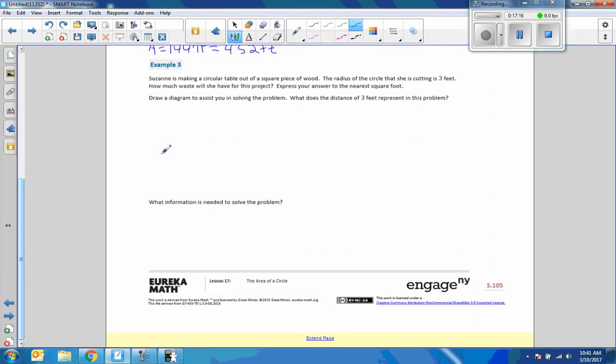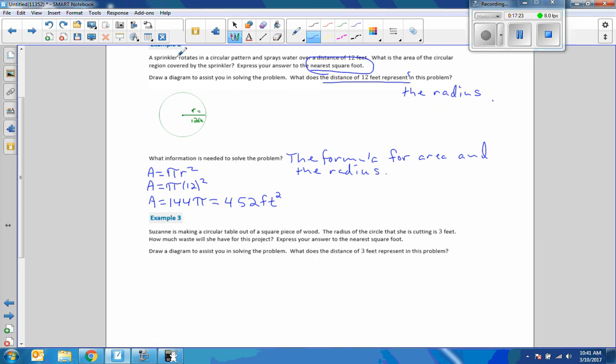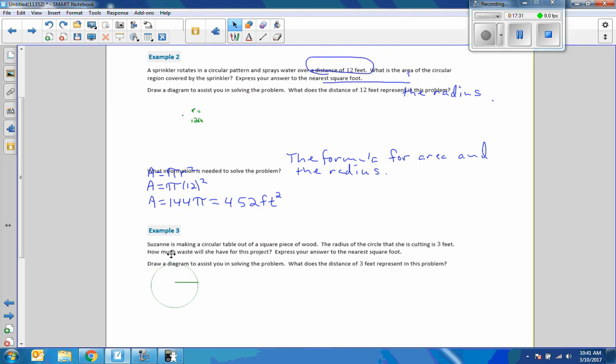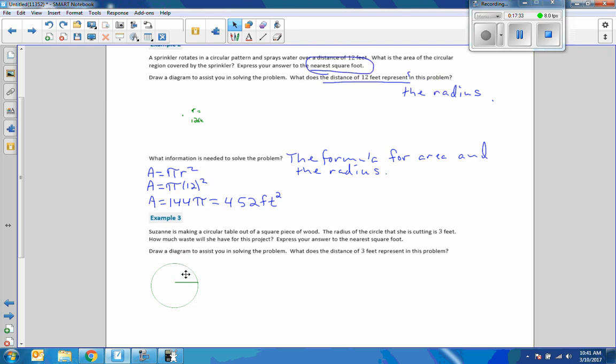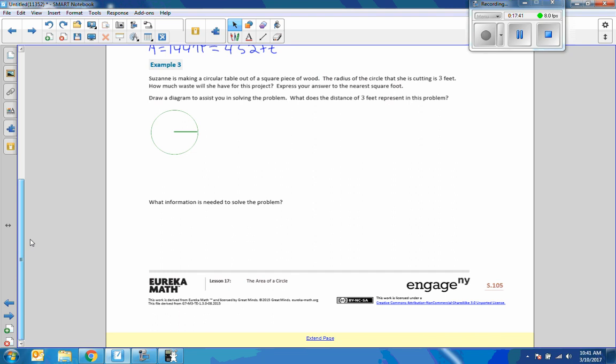Example 3. Suzanne is making a circular table out of a square piece of wood. The radius of the circle that she is cutting is 3 feet. So draw a circle. I'm going to save time here by bringing this circle down here and bringing down the radius. Like that. I'll just use this circle here so I don't have to bring the compass out. So now it says the radius of the circle that she is cutting is 3 feet.